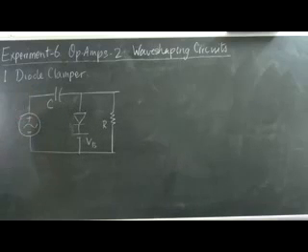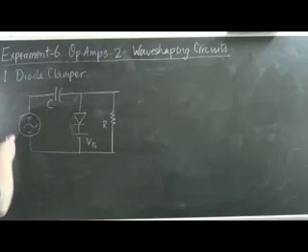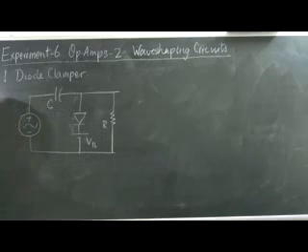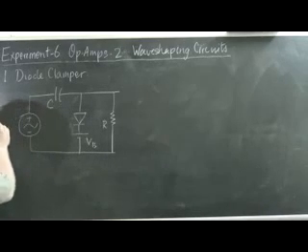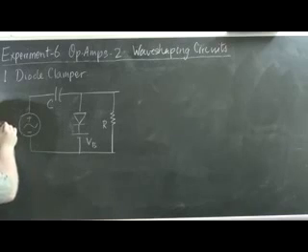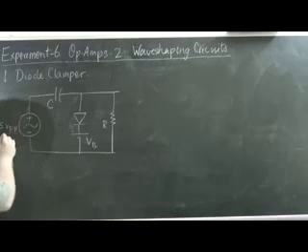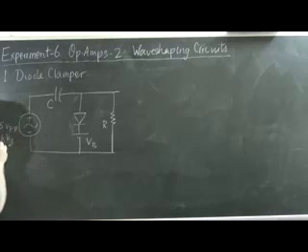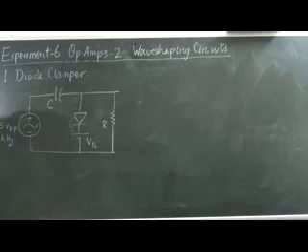Now we move to the diode clamper circuit. What does the clamper circuit do? Very simple. Now let's take a look. Here again we have a sinusoidal source. So this sinusoidal source is again kept at 15 volts peak to peak, 1 kilohertz as before. And what we get to see at the output is interesting.